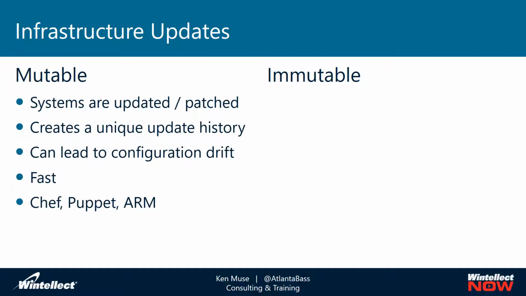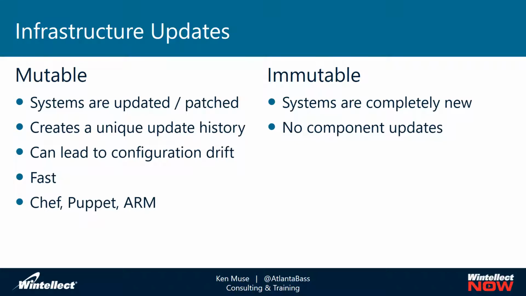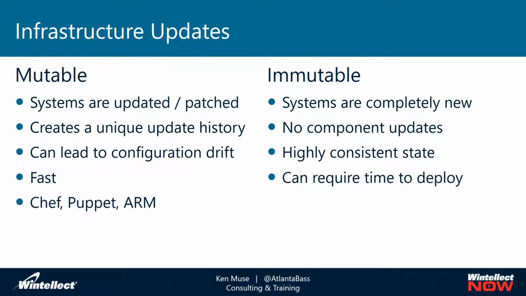Immutable systems, in contrast, are completely new. We don't do updates. Instead, we're replacing the entire system with a new one in our desired state. Consequently, immutable systems are highly consistent. We know exactly what to expect, and every copy will be 100% identical. The downside to this is it can potentially take significantly more time to deploy. An approach to this is to use Docker or Packer to create these immutable environments, which are then utilized and ultimately disposed of when they're no longer needed.